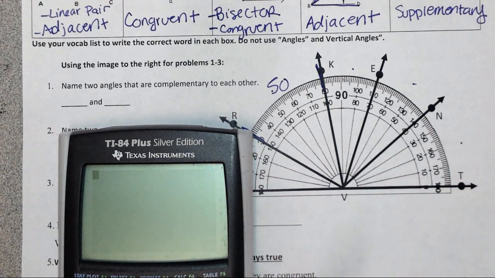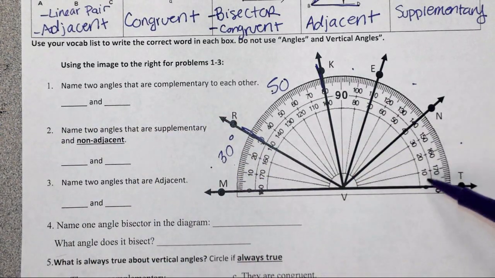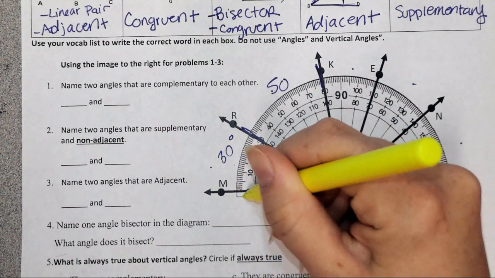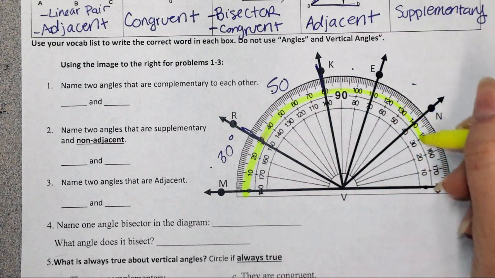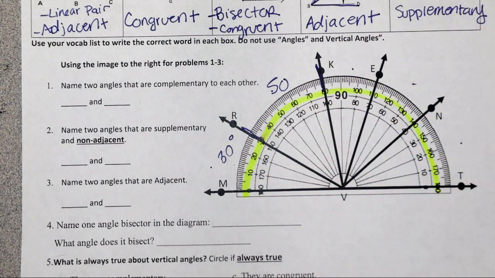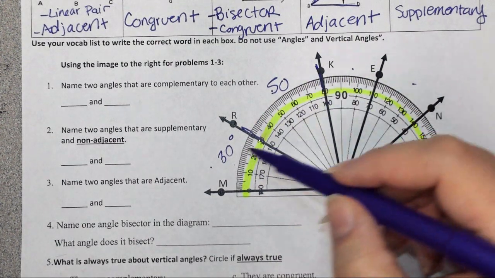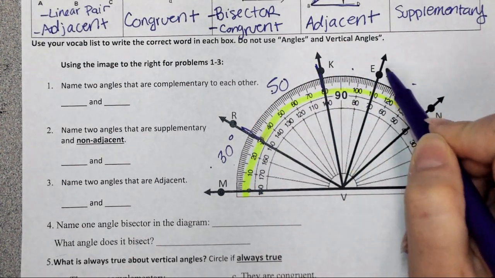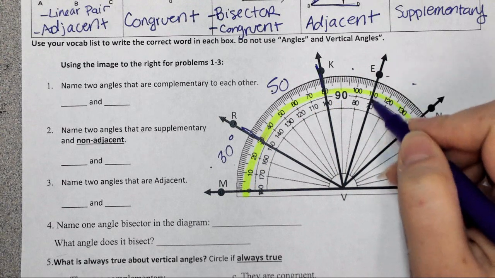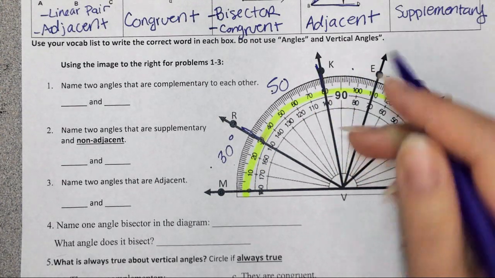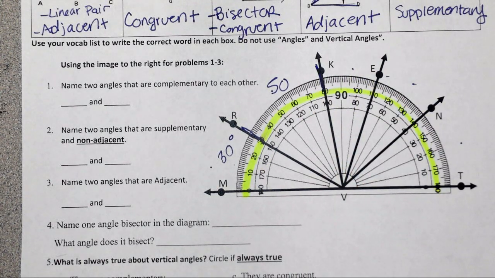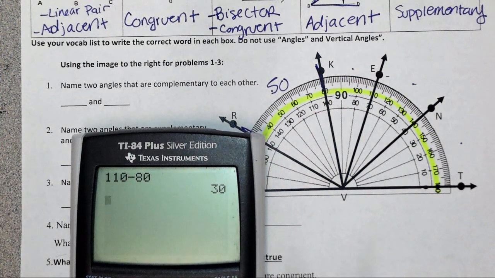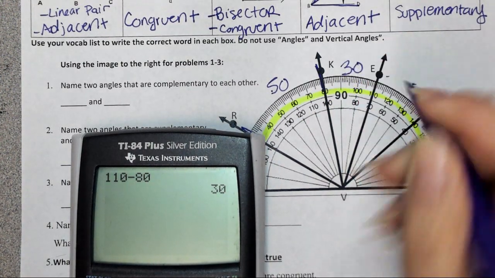Okay. Now, I just wanted to show you that you can use either or. But for the rest of this problem, I'm going to be consistent and just use the top set of numbers. Okay? All right. In between K and E, we've got E is at 110, K is at 80, 110 minus 80 gives me 30.